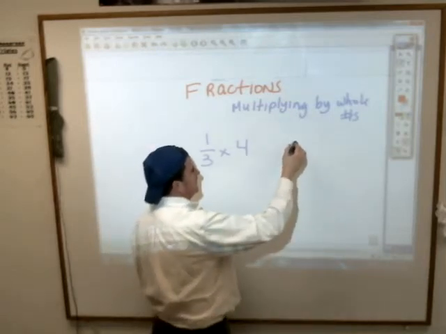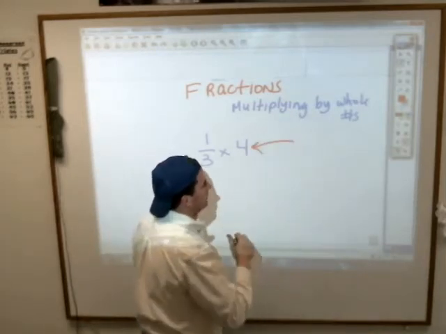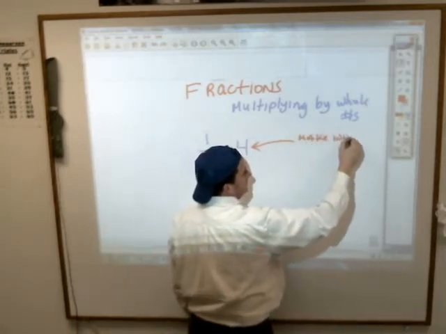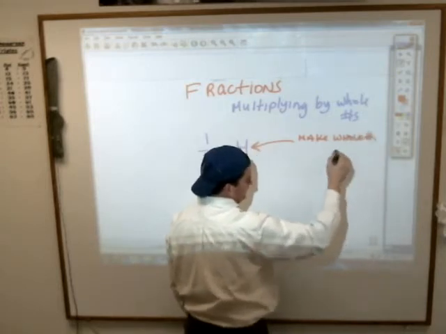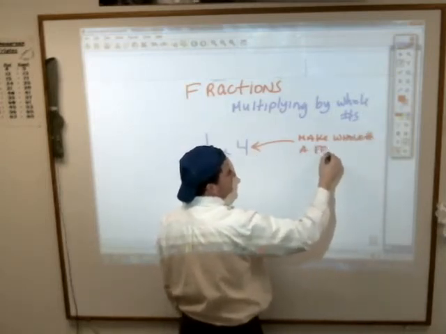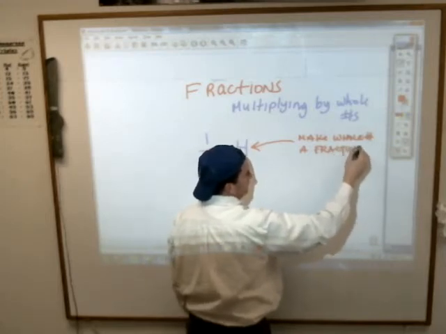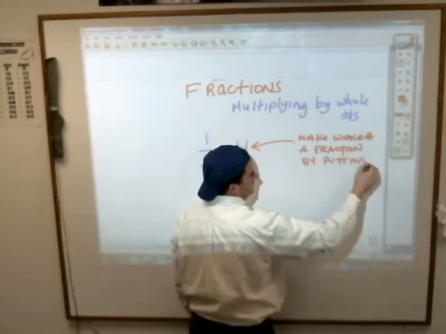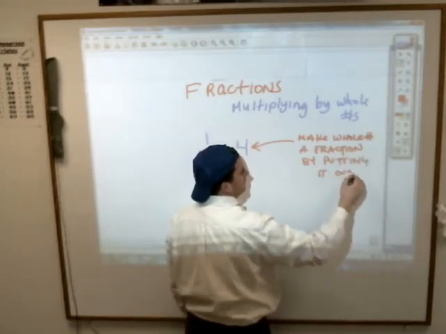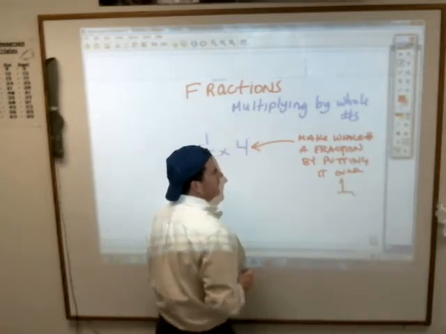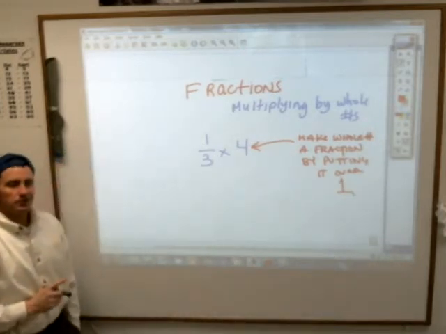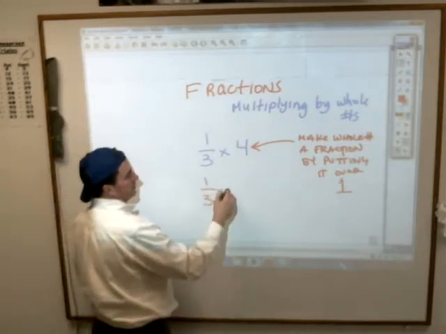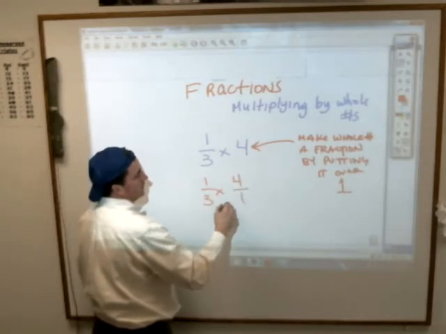And I'm just going to tell you what it is. Anytime you're multiplying fractions and whole numbers, you need to make the whole number a fraction by putting it over 1. You can make any whole number a fraction just by putting a 1 underneath it. So in other words, the 1/3 stays the same, but the 4 becomes 4 over 1.